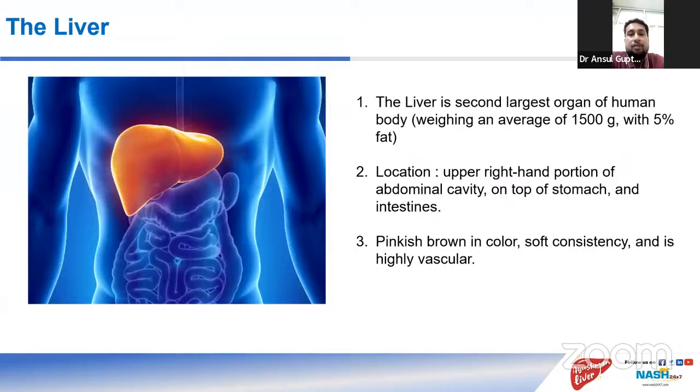So coming to the first, anatomy of the liver. What is the liver? The liver is the second largest organ of the human body, which is around 1.5 kilograms, and 5% of which is fat. It is located in the right upper portion of the abdomen, above the stomach and the intestine. It is generally pinkish brown in color, very soft in consistency, and highly vascular. Next slide, please.